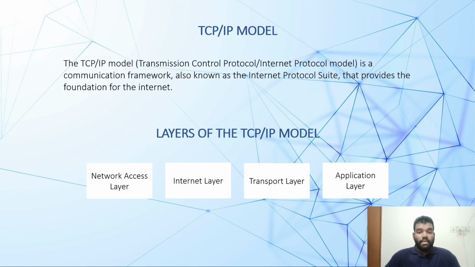The TCP/IP model is more practical and used in real life. It has 4 layers: the network access layer, internet layer, transport layer, and application layer. The TCP/IP model is the foundation of the Internet as we see today.